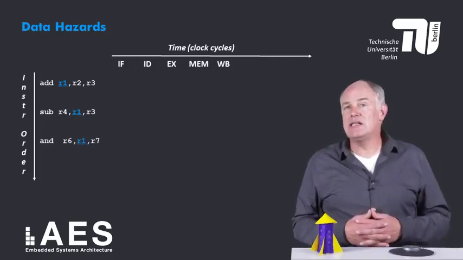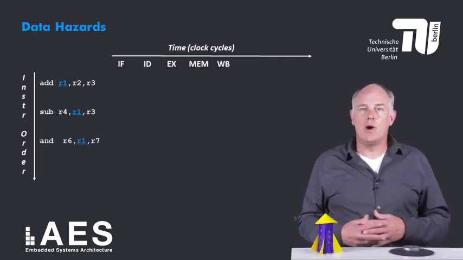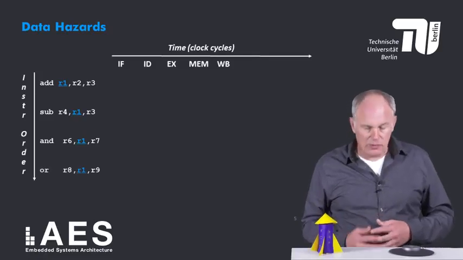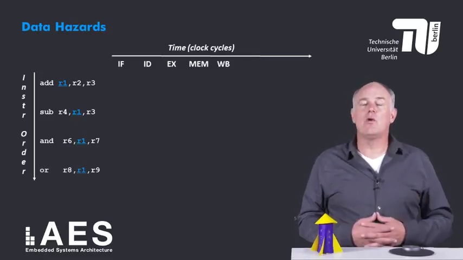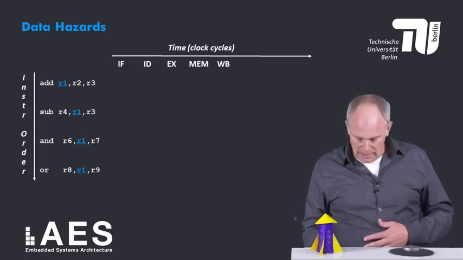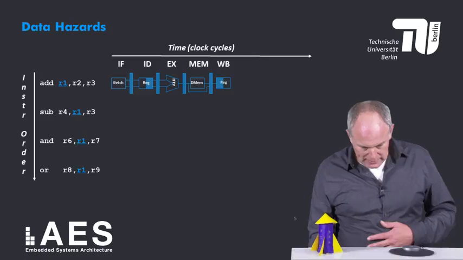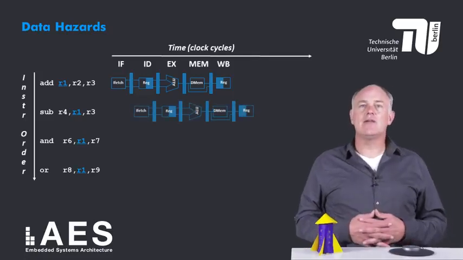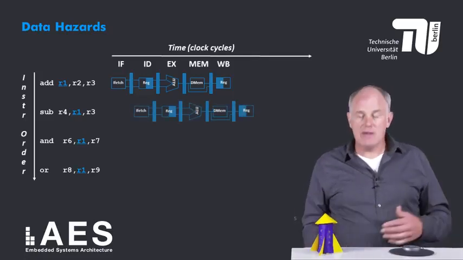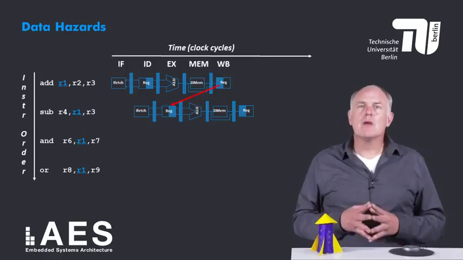The third is an AND instruction that also reads from R1. And finally, the fourth is an OR that also uses R1. The add instruction executes like this, and the subtract instruction is scheduled like this. Now we see there is a problem.